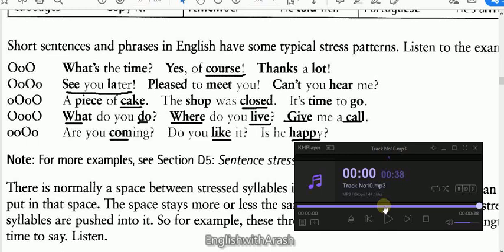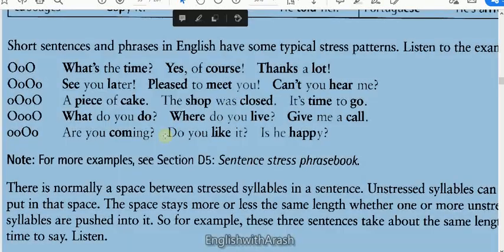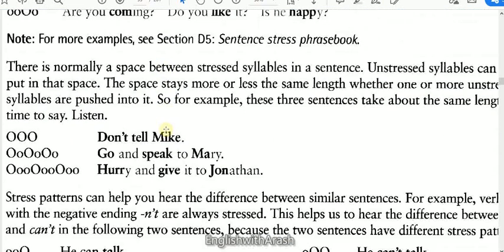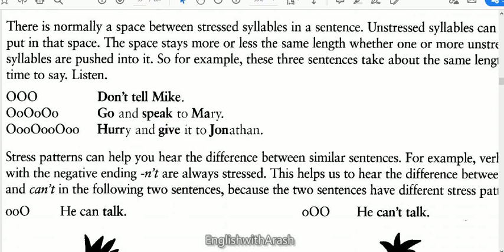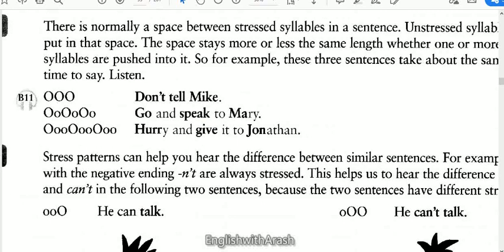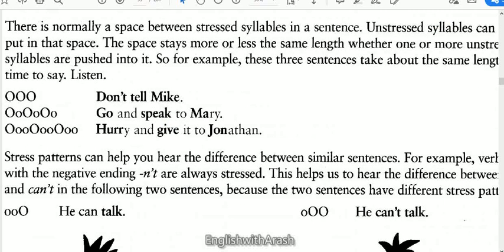Closed. Yeah, closed. So let's move on to the next one. Let me see. B11. This one is really interesting.